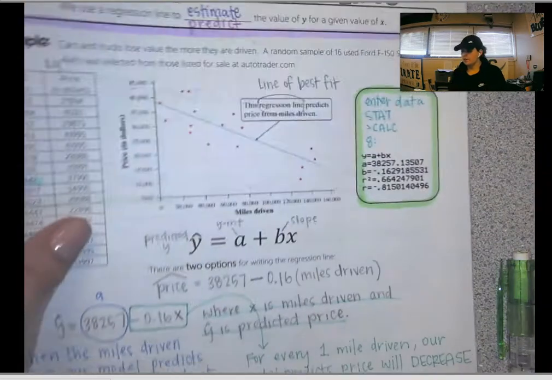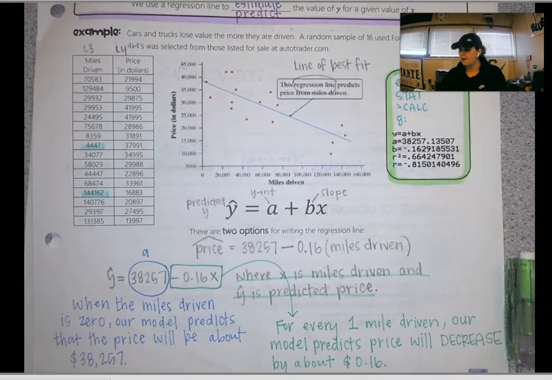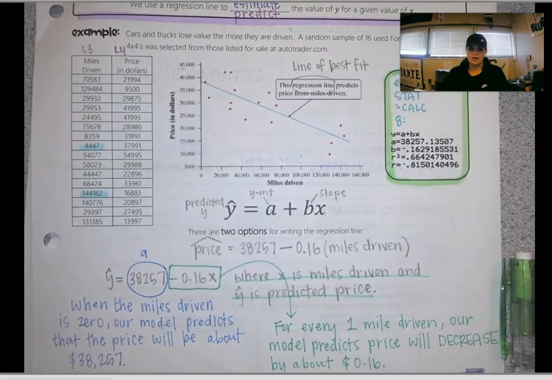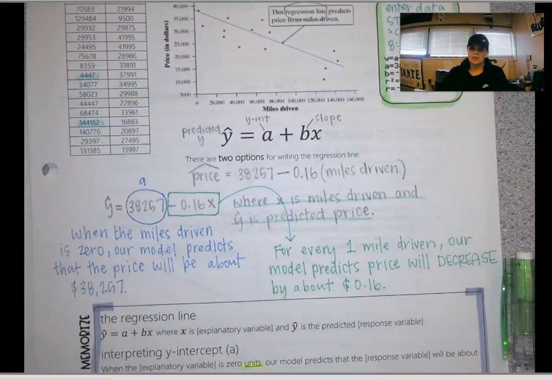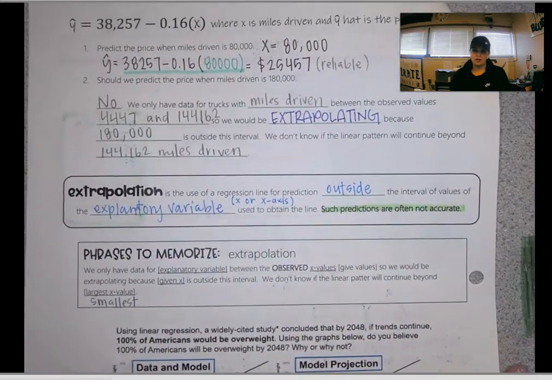So before we move on, let's just take a quick look back at everything we've discussed in this lesson. We have how do we find our regression line? How do we interpret the different elements of our regression line? And then what values should we use our regression line on or for?